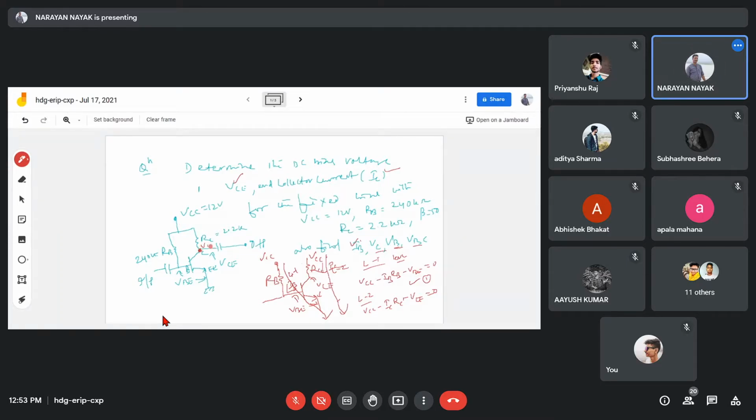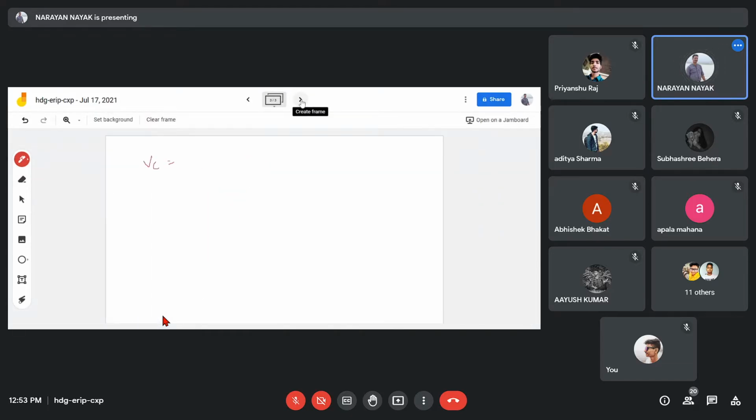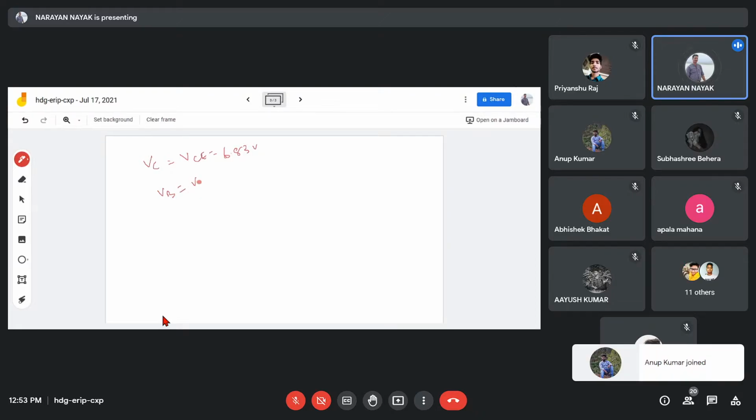Now generally we need to calculate the VC with respect to ground. So ground is here. What is the voltage across the collector? That is equal to VCE. How much did VC come? That is just 6.83 volt. Similarly, voltage across the base, which is equal to the voltage across the base emitter with respect to ground, is equal to 0.7 volt.